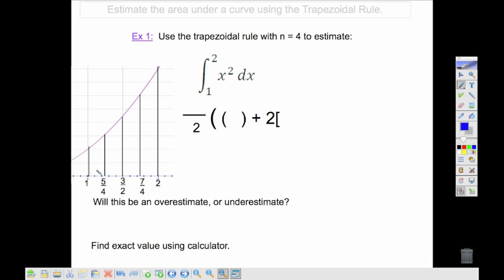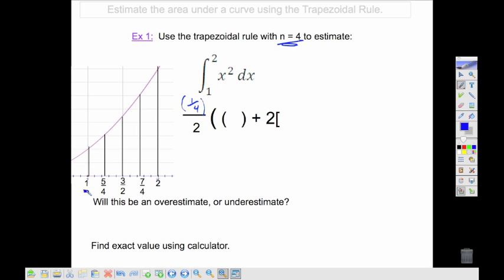Okay, in this one we're asked to estimate the area under this using 4 trapezoids here. So we're going from 1 to 2. Using 4, I'm going to split it into fourths here. So each one of these would have a length of 1/4 for my delta x, we'll divide that by 2 to put it in a trapezoid formula.